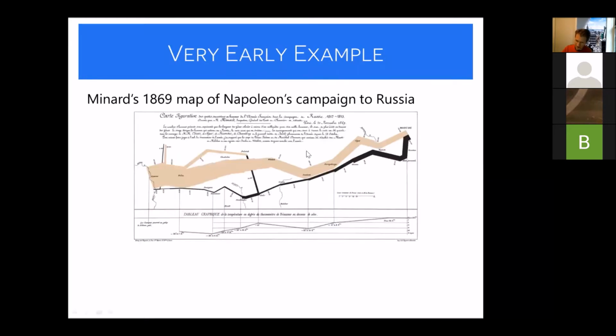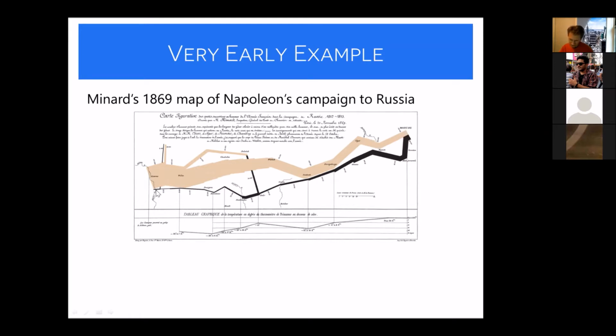Okay, so this is one example that we've talked about a few times before, Minard's 1869 map of Napoleon's campaign to Russia, where Napoleon started here in Paris, and these are the troops going to Moscow and coming back. This tan region is the troops as they diminish over the distance, and in Moscow, they're coming back, and you can see that they diminish even more.